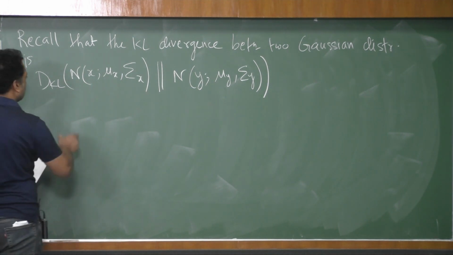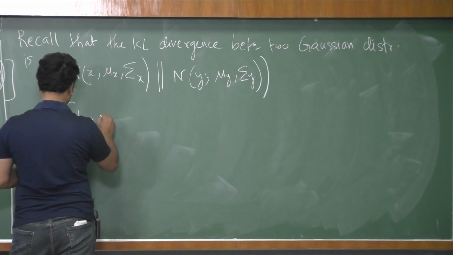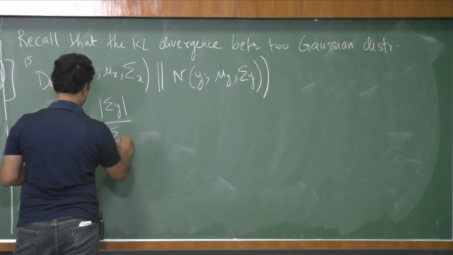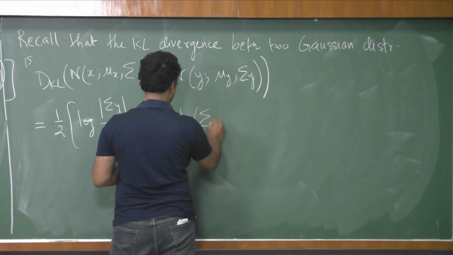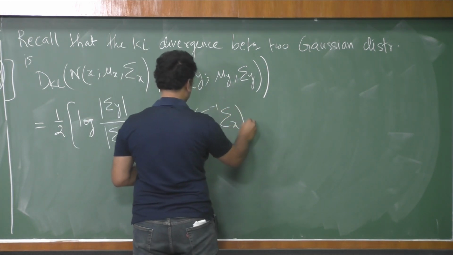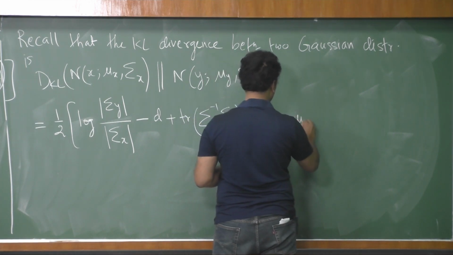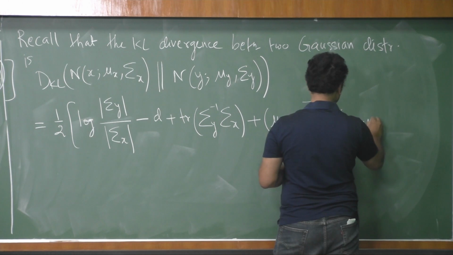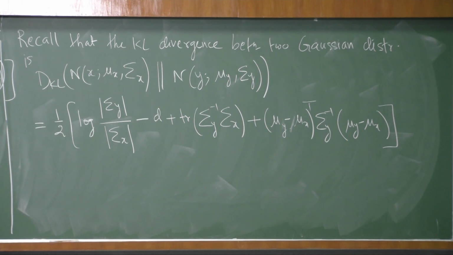In any case, this could be checked: it will be log of the determinant of sigma y divided by sigma x, minus d, plus trace of sigma y inverse sigma x, plus mu y minus mu x transpose sigma y inverse mu y minus mu x. So this is the closed form expression for the KL divergence between two normal distributions.